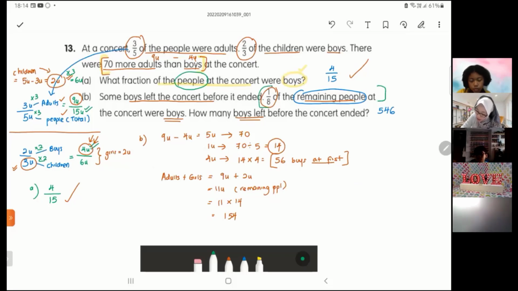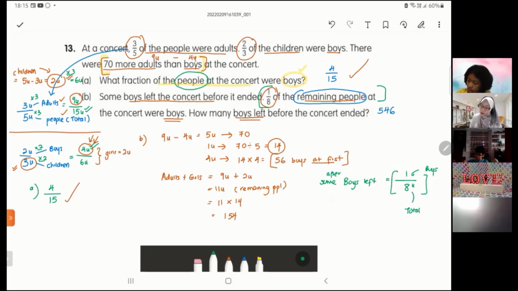Now after the boys left, some boys left. How many left? 1/8. So we know that this is 1 unit, this is 8 units. This is my total, the new total. And then this 1 unit is my boys. So after some boys left, this is what happened. This is my leftover.